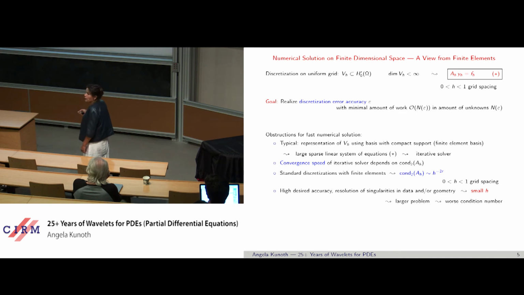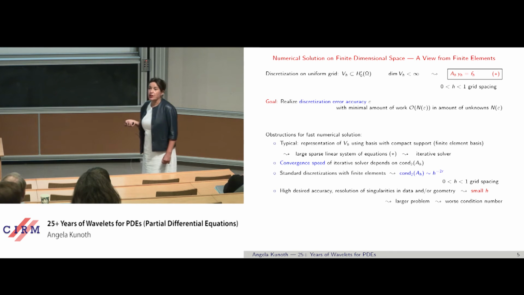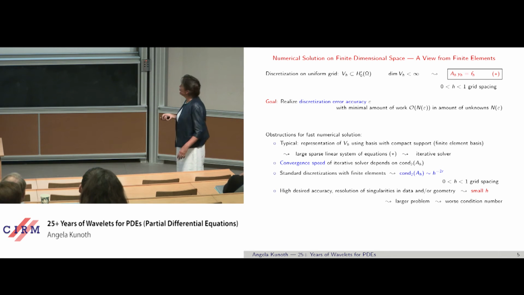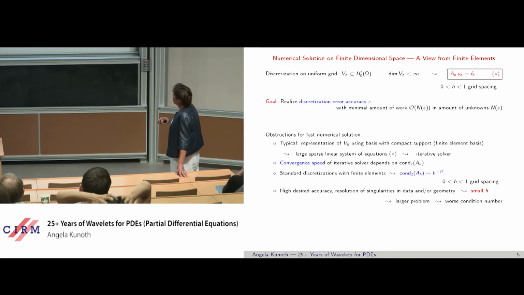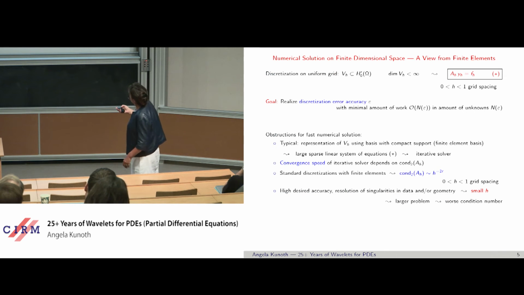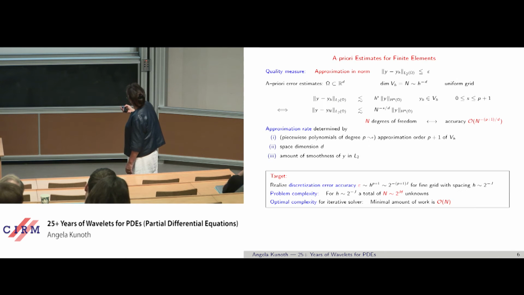And I think in every numerics PDE class, the students should program in the beginning to set up these matrices, compute this spectral condition number and apply an iterative solver. If you want to have a high accuracy, if you want to resolve singularities and so on, you have to choose an even smaller h, you get an even bigger problem and the condition number becomes worse. So this is the first issue, this thing with the iterative solver.